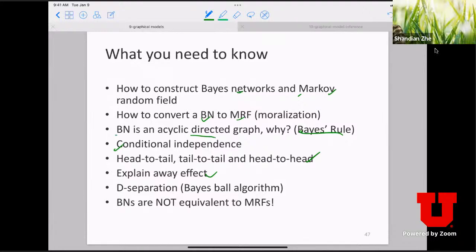And also, Bayesian networks are not equivalent to Markov random fields. Markov random fields are not equivalent to Bayesian networks. They both can represent a large family of distributions, but there are distributions that Bayesian networks can represent, yet Markov random fields cannot, and vice versa. So any questions so far about the definition of graphical models?